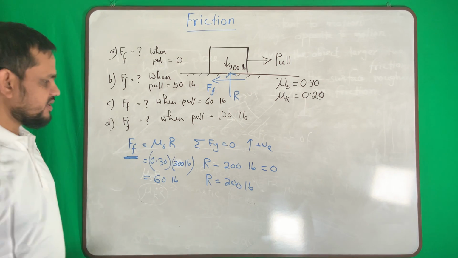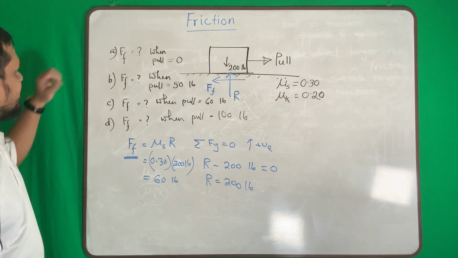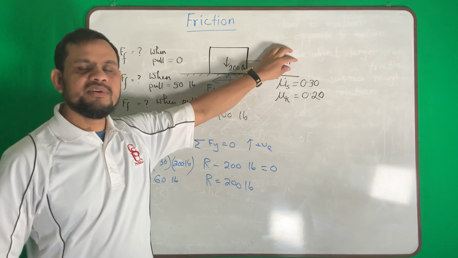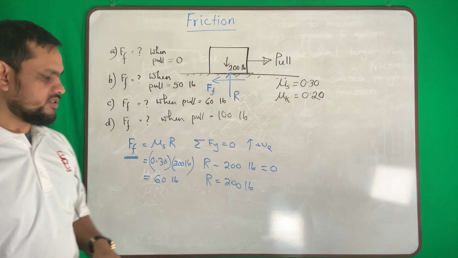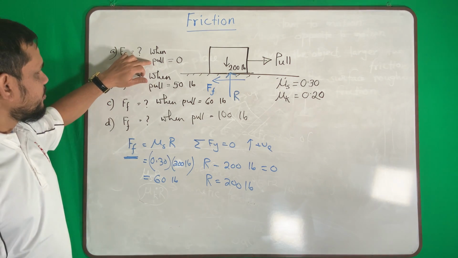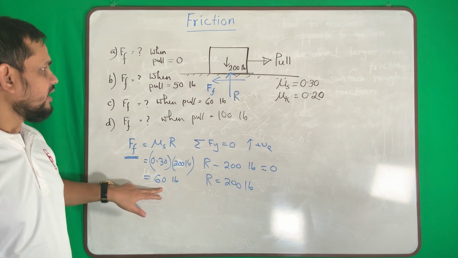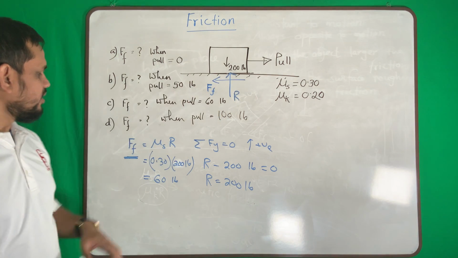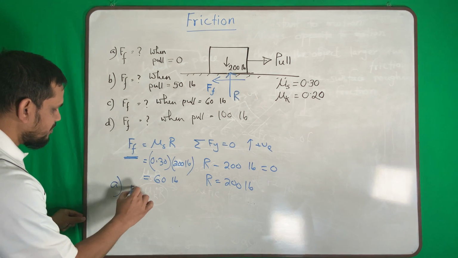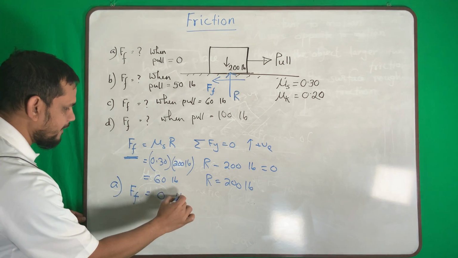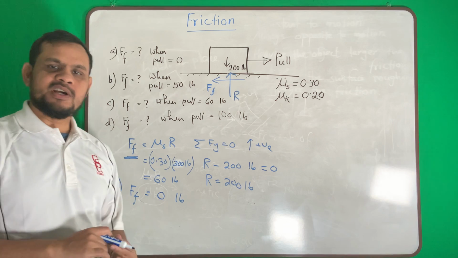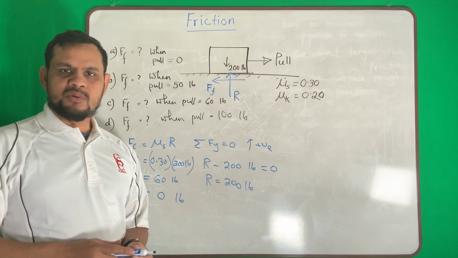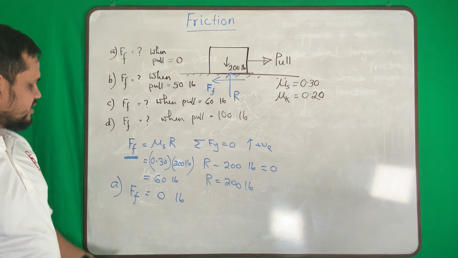I will erase this to save some space. Then, what is the value of the frictional force when my pull is 0? That means this value is 0. As my pull is less than 60, my frictional force will be whatever is my pull. So my pull is 0. So answer of A will be, my frictional force will be 0. At the beginning, I have no friction because I am not pulling it. As I am not pulling it, the body is not moving. As the body is not moving, there is no friction.